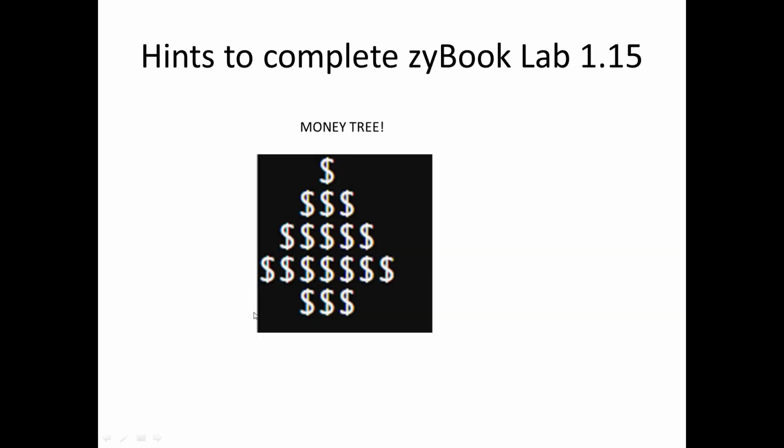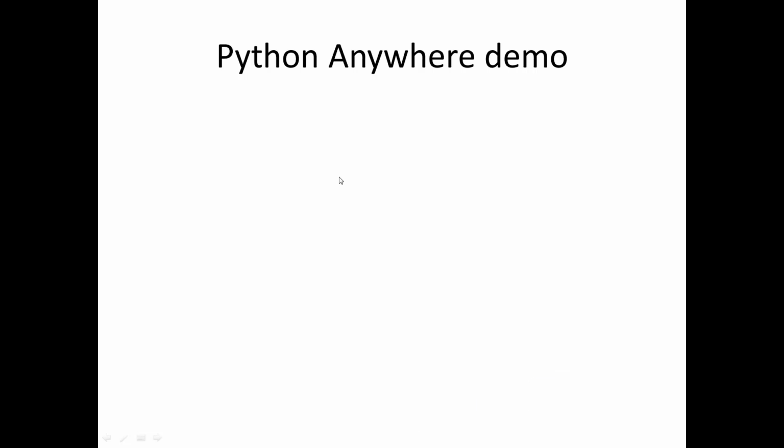And again, here's the start of your code. So let's say, so that I'm not giving you the exact answer, that I want to print a money tree that looks a lot like the tree that you're to print with stars. We'll do this in a little Python Anywhere demo.